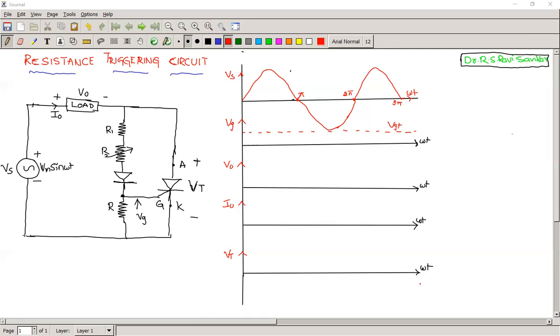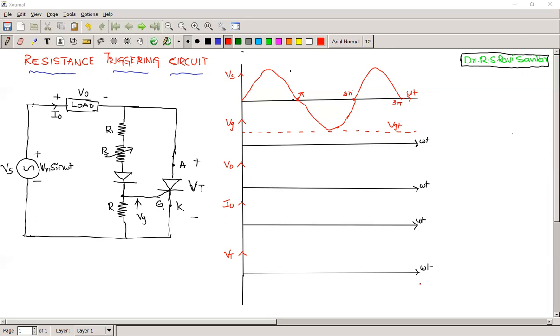Suppose within 180 degrees, if you want to turn on the SCR at exactly 30 degrees, that will happen only by means of the gate pulse triggering method. In the remaining methods, the SCR will turn on, but we don't know where exactly. So we want a circuit which can control the instant at which the SCR is on. In this class, we are going to see the resistance triggering circuit.